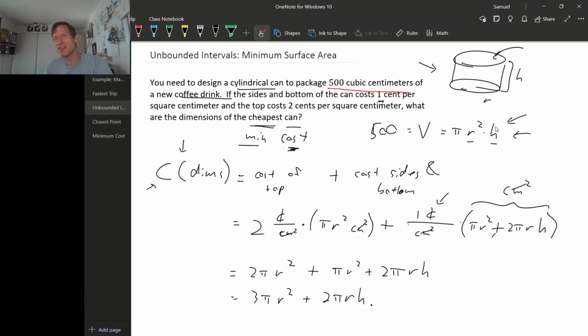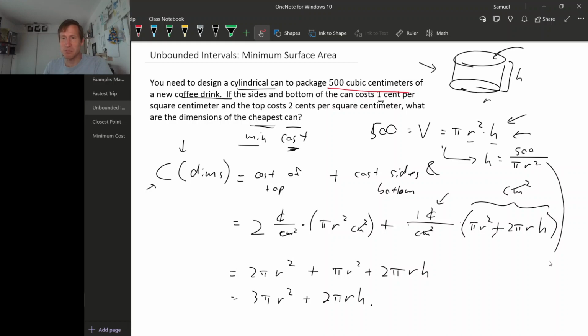We choose which variable to eliminate by solving this volume equation for the variable we want to eliminate. Well, solving this volume equation for r would involve taking a square root, and that's going to make a mess. I don't like having square roots around if I can avoid it, especially when I'm doing calculus, because it just kind of makes a mess once you take a derivative. But if we solve for h, we won't have to take any square roots. So let's solve this volume equation for h. We get h equals 500 over pi r squared.